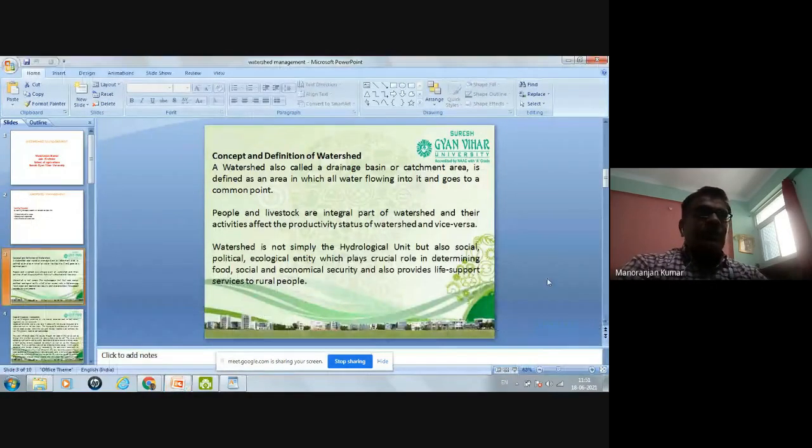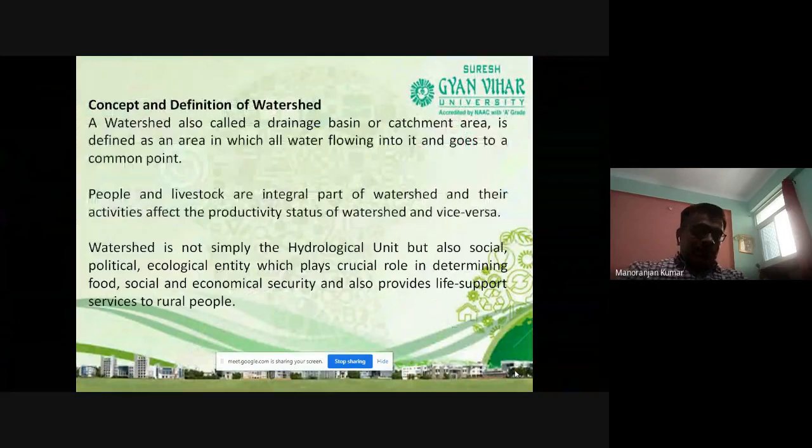So first is the watershed. What do you mean by the watershed? Watershed is a catchment, an area in which all the rainfall comes to a common point. That is called the watershed. This watershed is also called the drainage basin or catchment area. So it is defined as an area in which all water flowing into it goes to a common point. Okay, so this is the watershed.